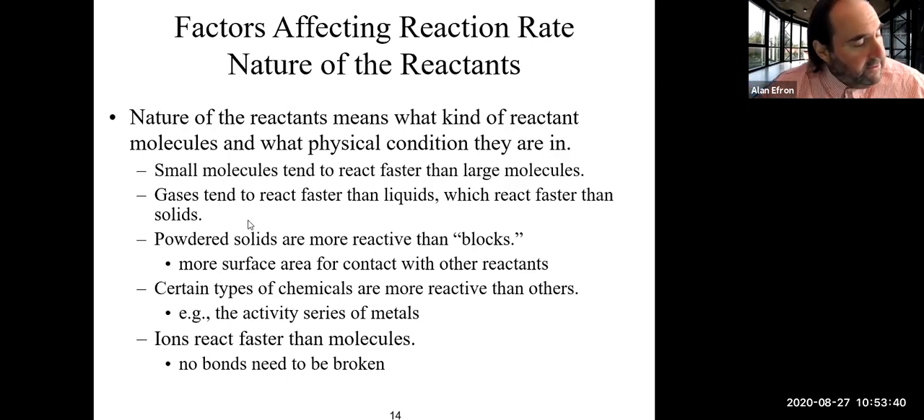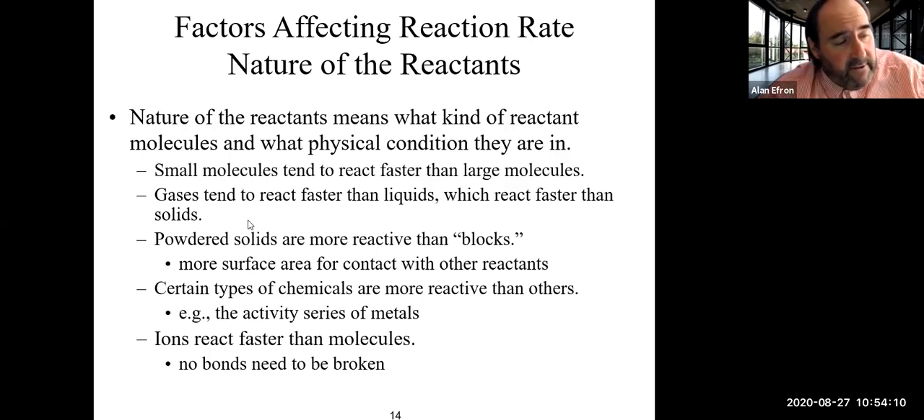Also, there are metals that are more reactive than others, and if you remember single replacement reactions, you have the activity series of metals. If you remember what that is, an activity series is really just a list of all the elements, and things that are higher on the list are more reactive than ones lower on the list. So you've probably seen that as well.